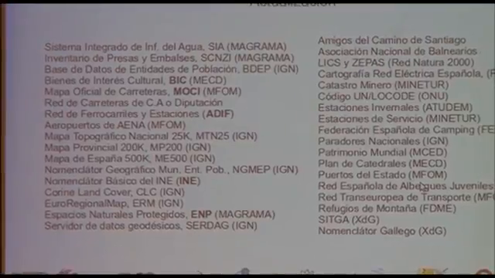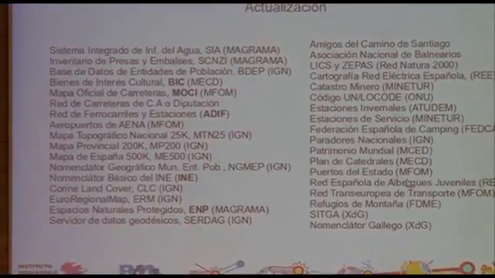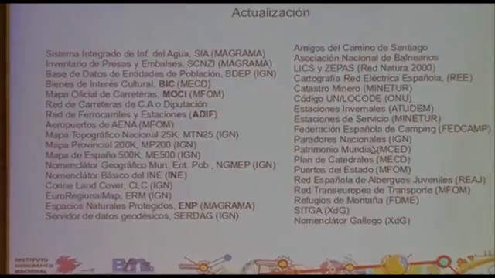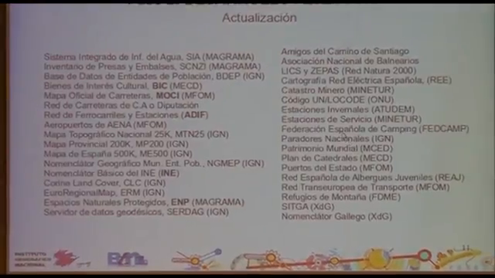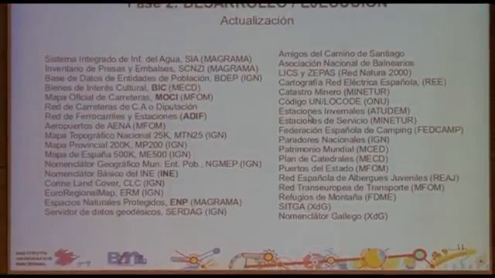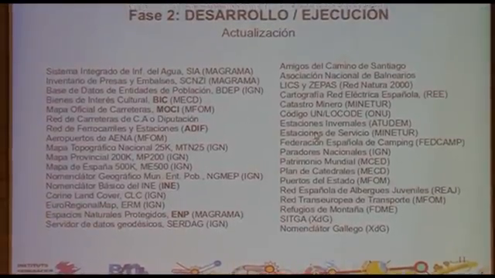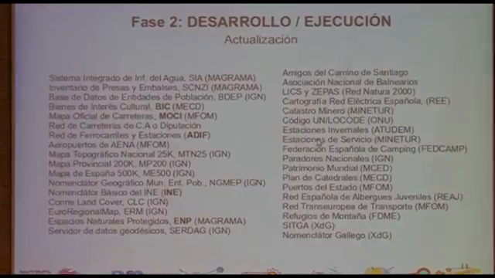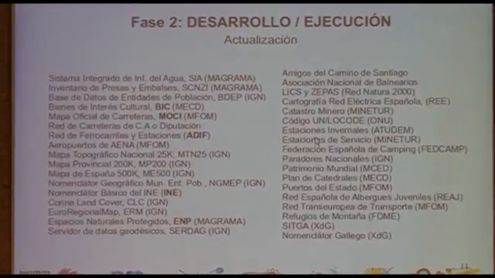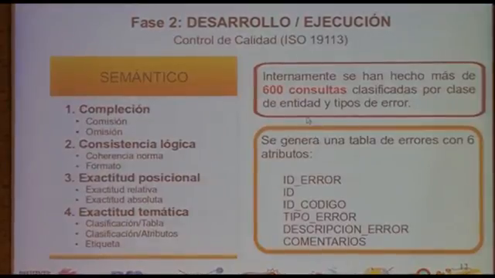The external sources are also very important. Here we have all the sources we have been using in order to prepare this mapping. The most important would be the official map of roads of the MOFI, the basic nomenclature of the NAMI, and many others.